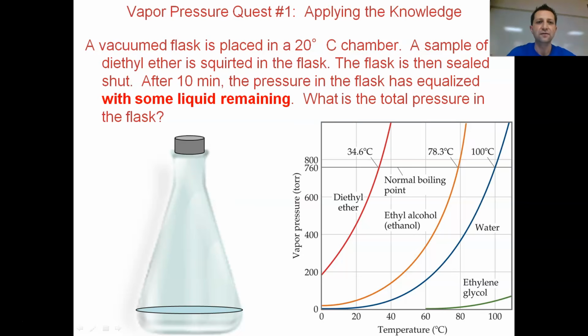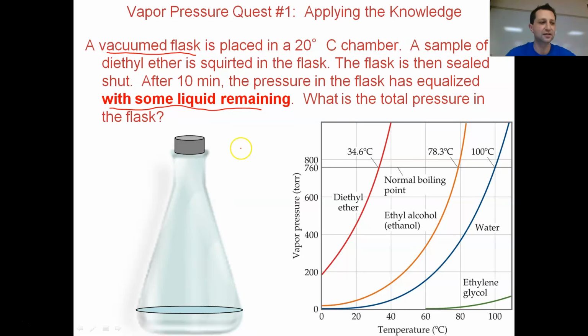So a vacuumed flask, that means it's evacuated, right? So it's completely empty. There are no gas particles in there. It's in a 20 degrees Celsius chamber. A sample of diethyl ether, which is on our chart, is squirted into the flask. You can see it here. The flask is sealed shut. After 10 minutes, the pressure in the flask has equalized with some liquid remaining. Really important point there. What's the total pressure in the flask?